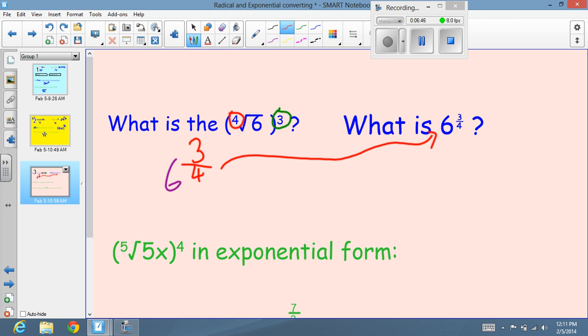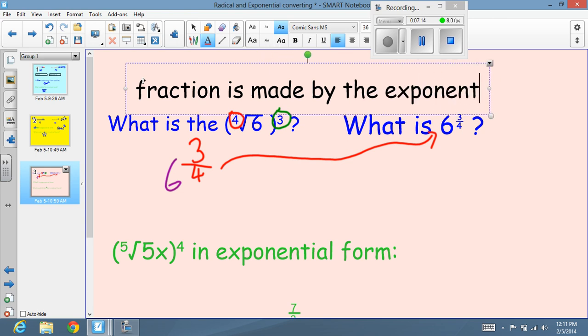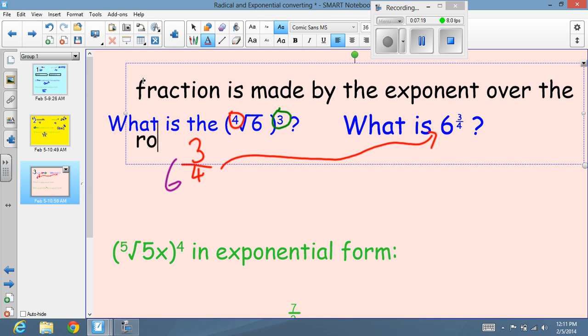Basically the idea is if you have a root of a number that is then raised to a power, you can just make a fraction with the exponent over the root. Let me just type that in here. That's probably something good to write down. The fraction is made by the exponent over the root.